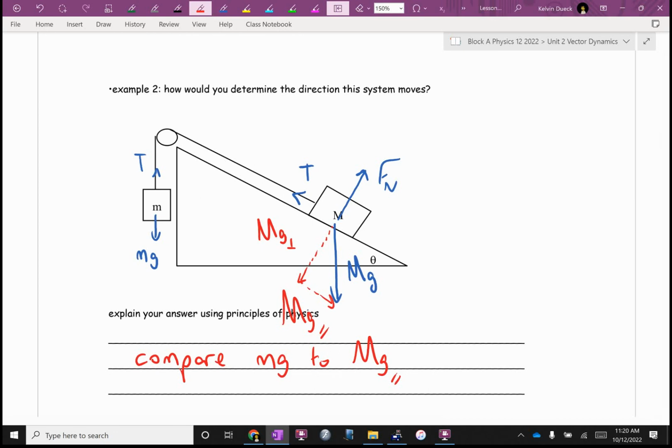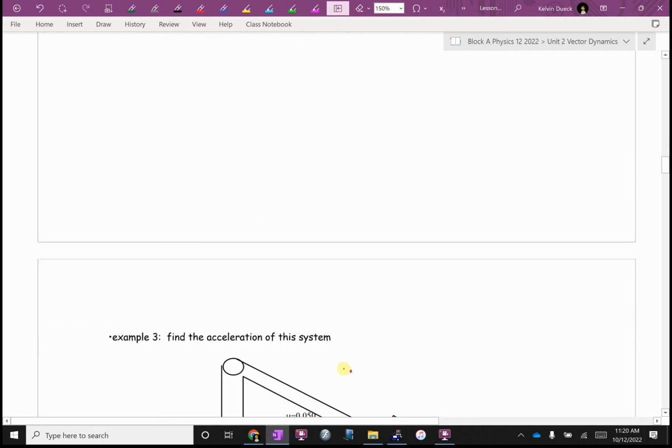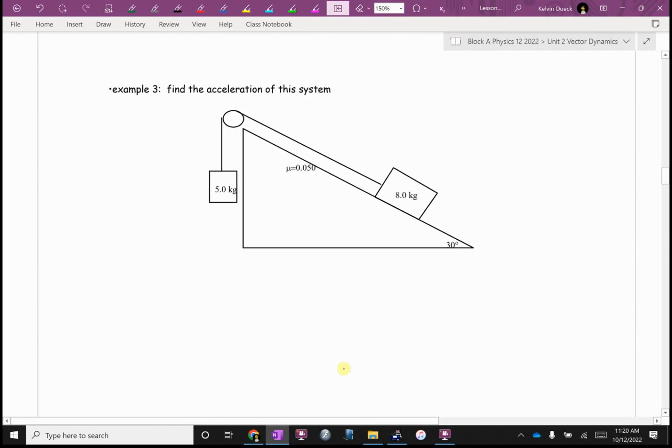But let's do one with numbers. Okay? I like example 3. Example 3 is a nice question. See, this is a bit tricky because 5 kilograms straight down, 8 kilograms at an angle. Well, 8 kilograms is bigger than 5, but it's at an angle. I don't know which one is bigger. I don't know which way it's going to accelerate. So, free body diagram. What are the forces acting on the 5?